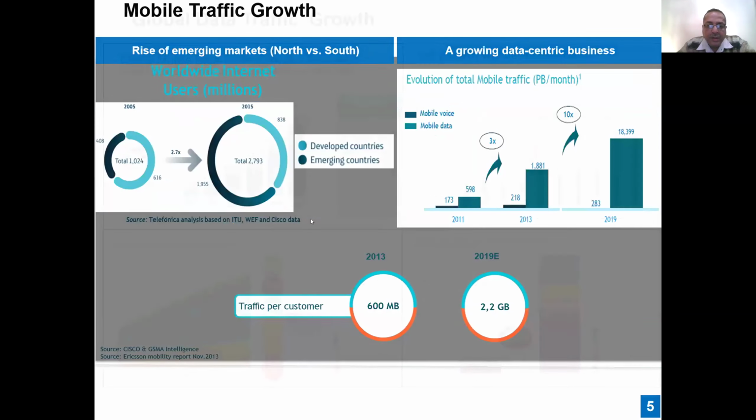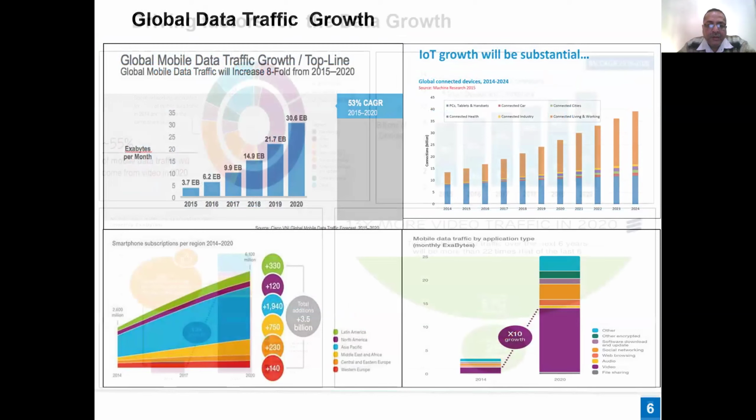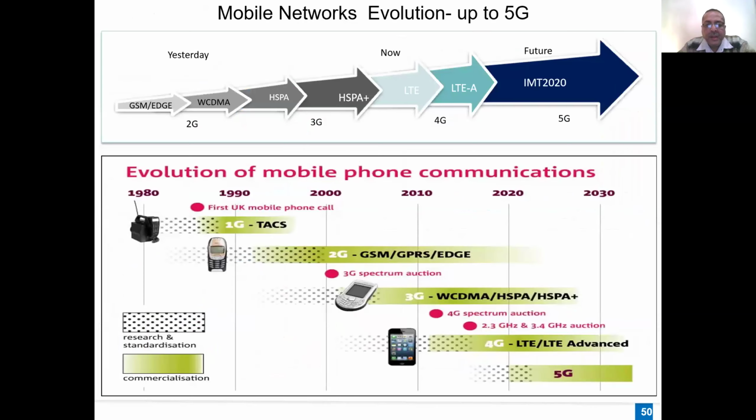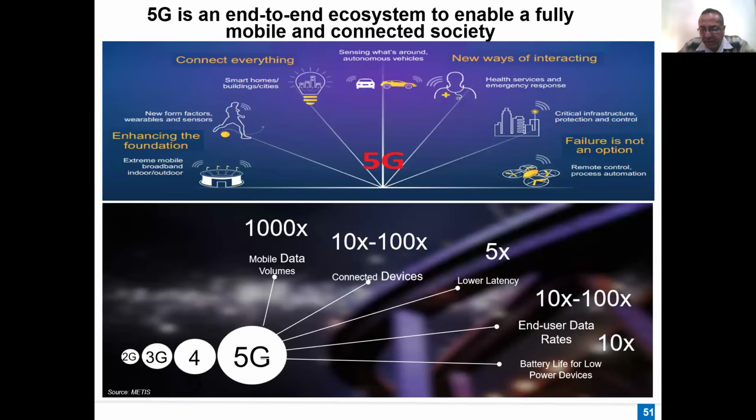Now, if we just talk of the difference between 4G and 5G technology, 5G has an end-to-end ecosystem to enable a fully mobile and connected society, as I had told. So it is supporting our smart homes. Now our government is supporting smart cities. Smart homes are there, ecosystems are there, health services are there, emergency response is there, infrastructure is there. So the only solution is 5G.